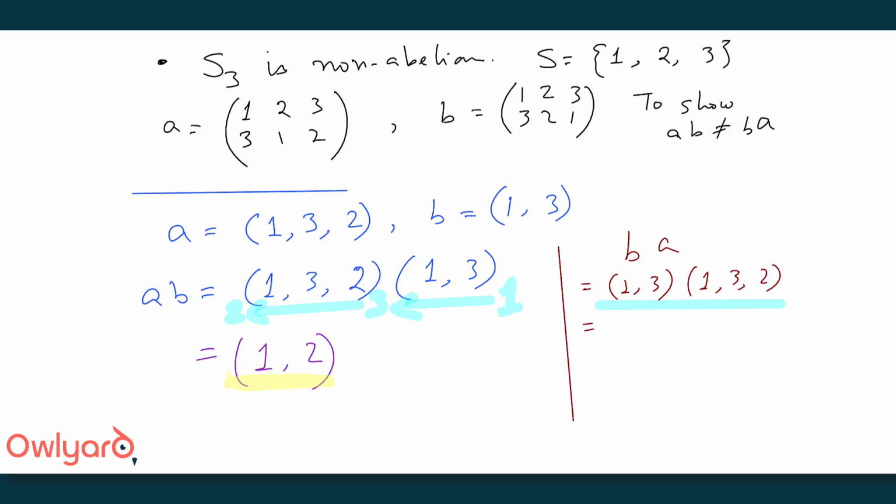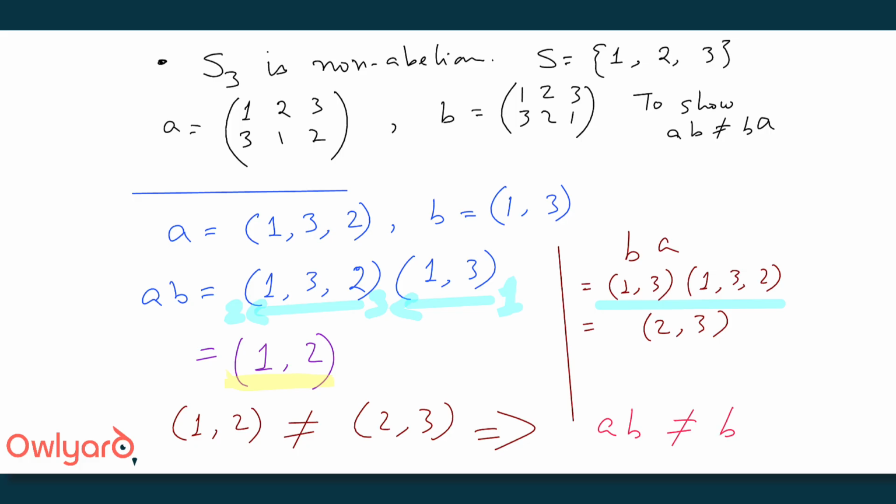You should be able to see that the disjoint cycle decomposition of B times A will look like this: (2 3). Now, of course, as you can see, this cycle (1 2) is not equal to (2 3), which will automatically imply what we were looking for, which is A times B is not equal to B times A. So in general, this is a non-abelian group.